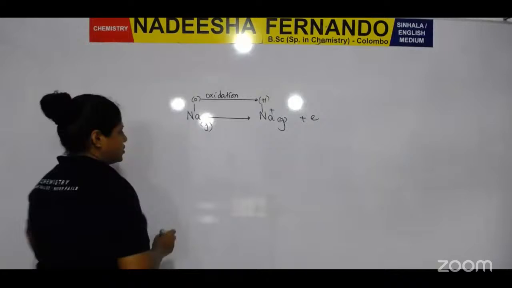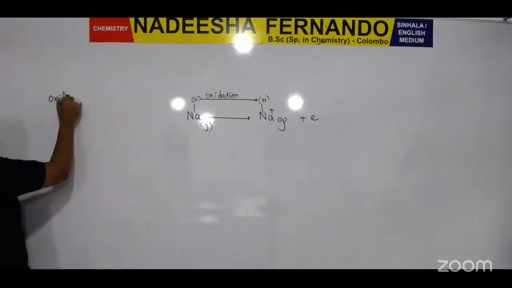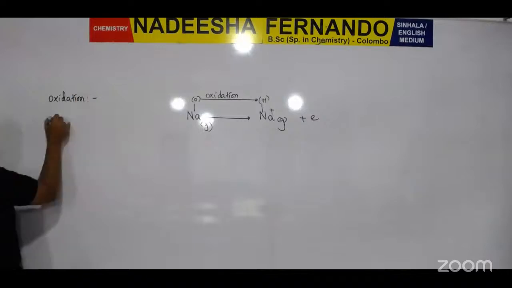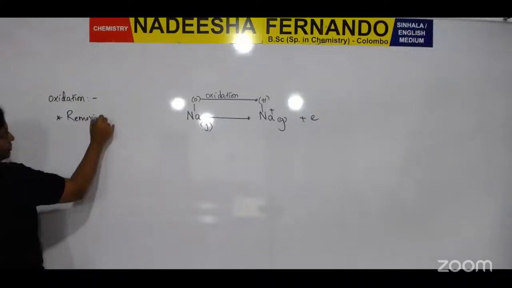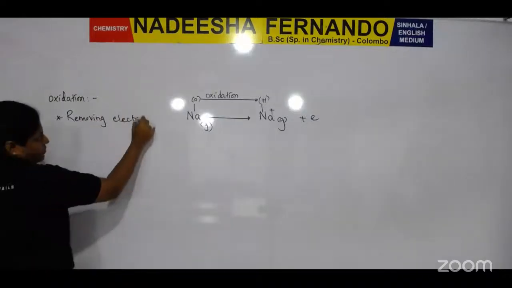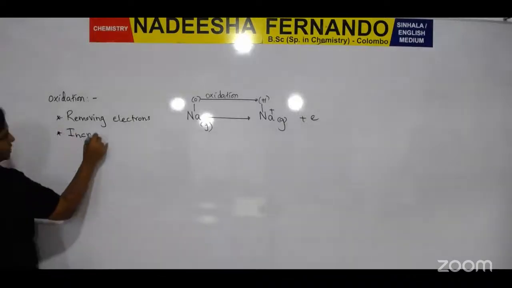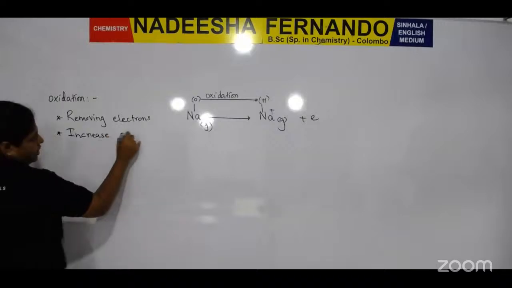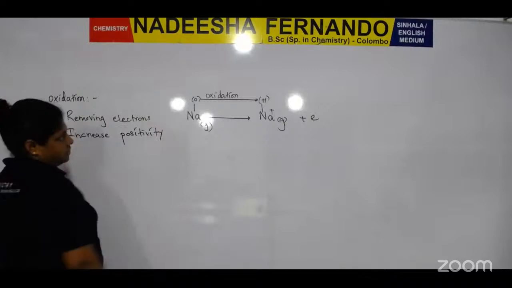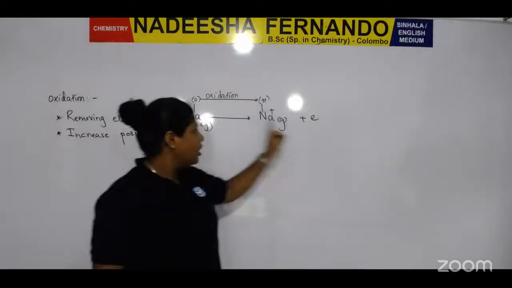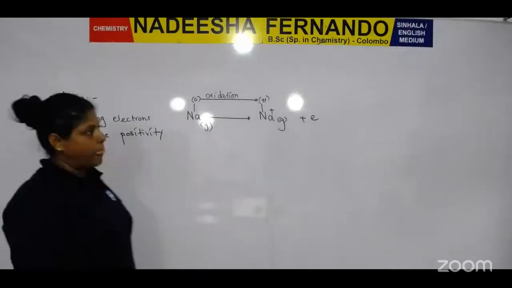So the meaning of oxidation: removing electrons, or you can write, increase in positivity. Removing electrons is called oxidation, or increase in positivity we call oxidation.